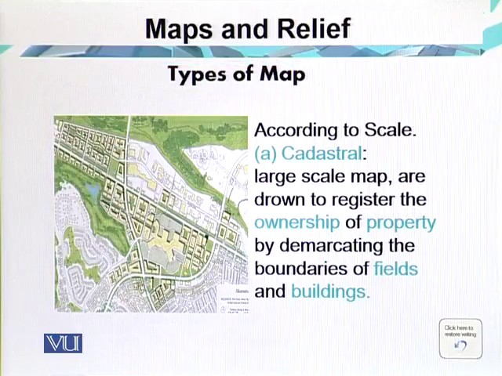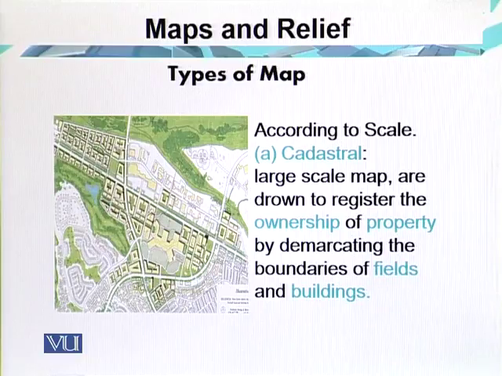Now according to scale, the large scale map is the cadastral map. So are drawn to register the ownership of property by demarcating the boundaries of fields and buildings. The term cadastral is derived from the French word meaning register of territorial property. These maps are specially prepared by the government to realize revenue and tax.